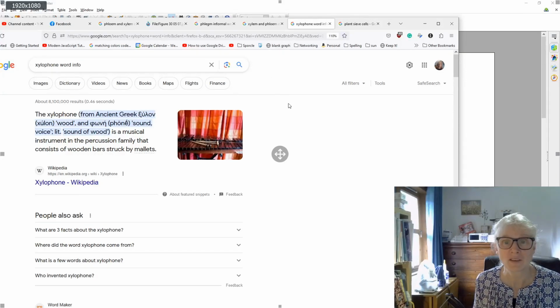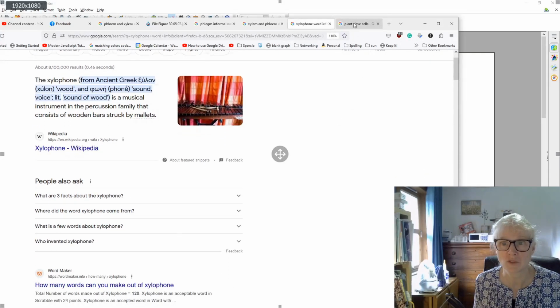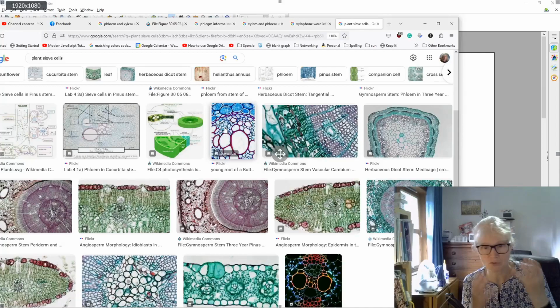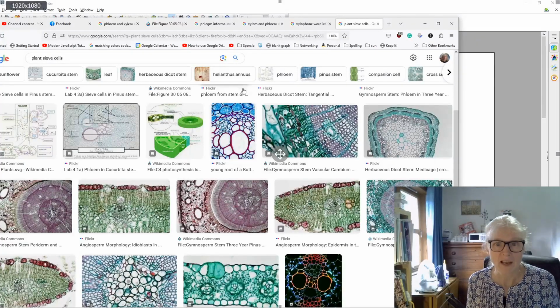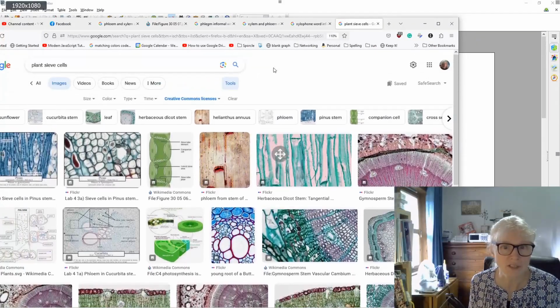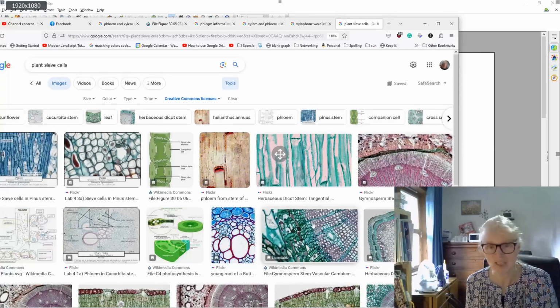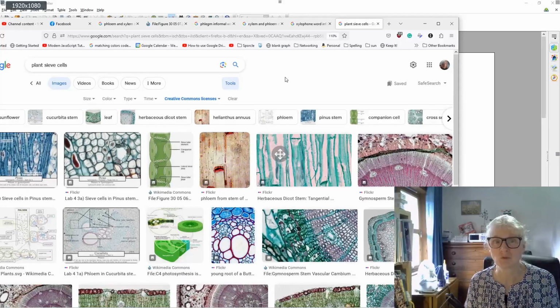So I recommend you have a look on Google Images and see some of these amazing images of the phloem and the xylem going up through various plants. I've got Creative Commons license on, so I can't show you the best pictures, but even the ones I can show you are just amazing. So have a look, and hopefully you'll go wow, and you'll want to find out more about the xylem and the phloem.